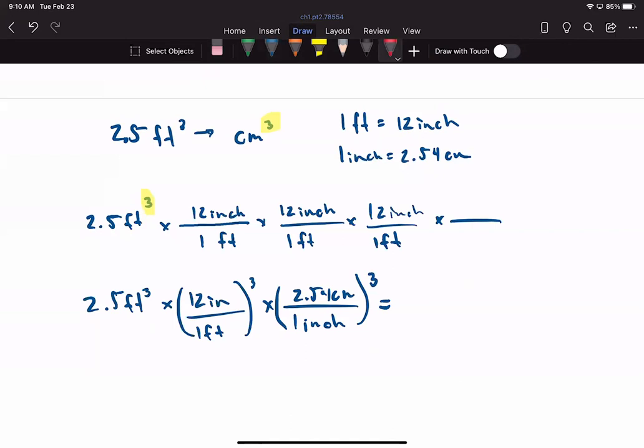So right now we've canceled out feet. And now we need to convert inches into centimeters. So we'll go 1 inch by 2.54 centimeters.